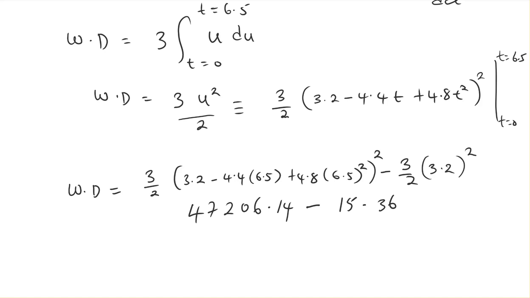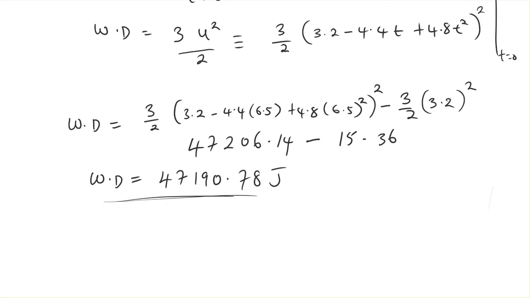So I'm going to take the difference now. I have 47206.14 minus 15.36. And that gives me the work done on the object by that variable force as 47,190.78 joules.